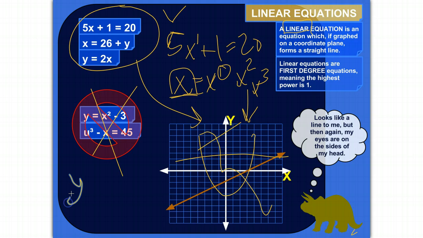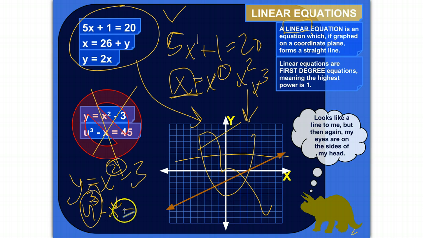So let me rewrite this first guy. y equals x squared minus 3. So the variable here is raised to the second power. So it's not a first degree equation. The second guy here, u to the third, the backwards e, it looks like. So u to the third minus x. So this guy is first degree, so that's good, but this guy is not a first degree variable. So this equation is not linear.